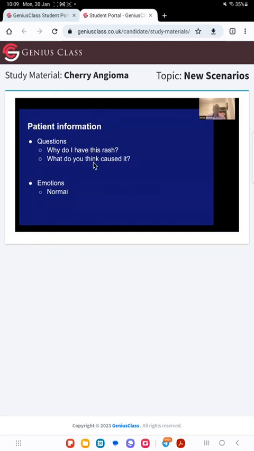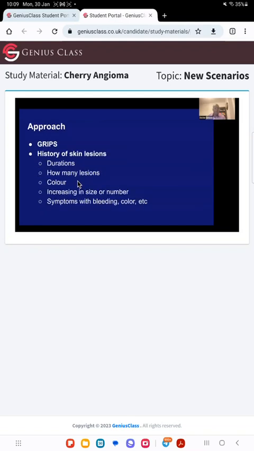Why do I have these rashes? What do you think is the cause? Emotions-wise, normal emotions in this particular station. Approach to this particular task: one is GRIPS. Then you're going to take the history of the skin lesions. Remember, we looked at the video of an approach to skin lesions. You're going to use the same approach in here.